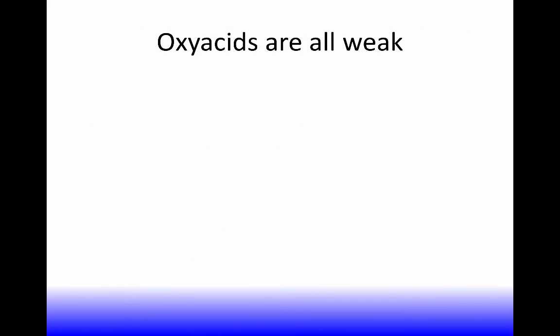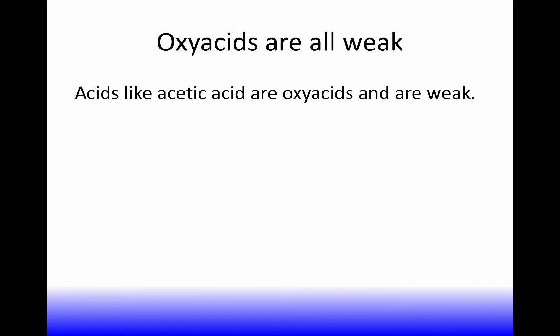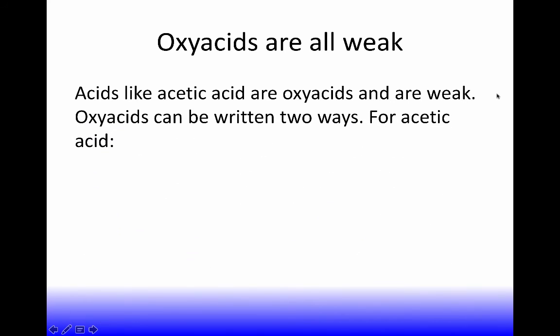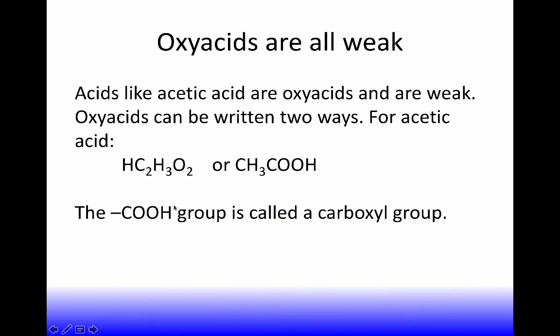Now, oxyacids, well, what the heck is an oxyacid? Acids like acetic acid are considered oxyacids, and they are all weak. So oxyacids can be written 2 different ways. For acetic acid, we can write it like this, which is the way you're used to, or we can write it like this, which is a way of showing a chemist how things are connected. These hydrogens are connected to this carbon, these oxygens are connected to that carbon. That COOH group is called a carboxyl group, and if you have that, you're an oxyacid, which by definition means you're weak.